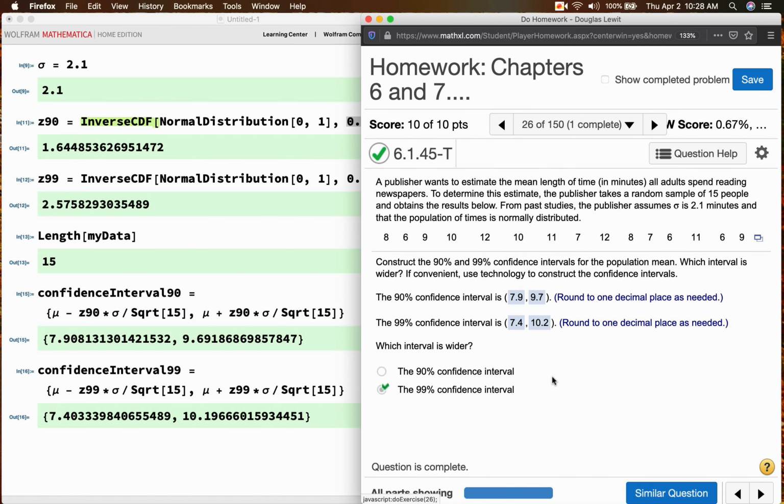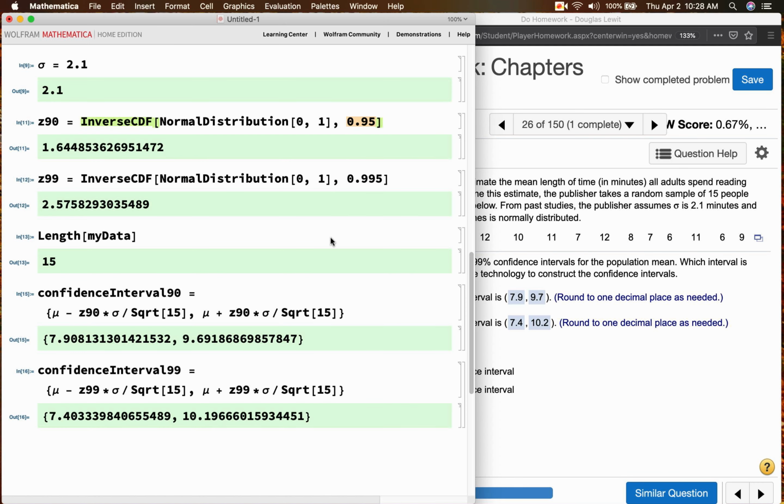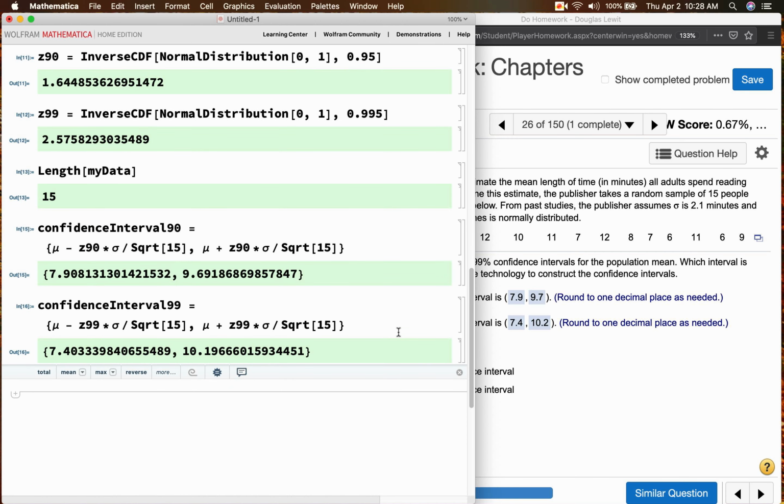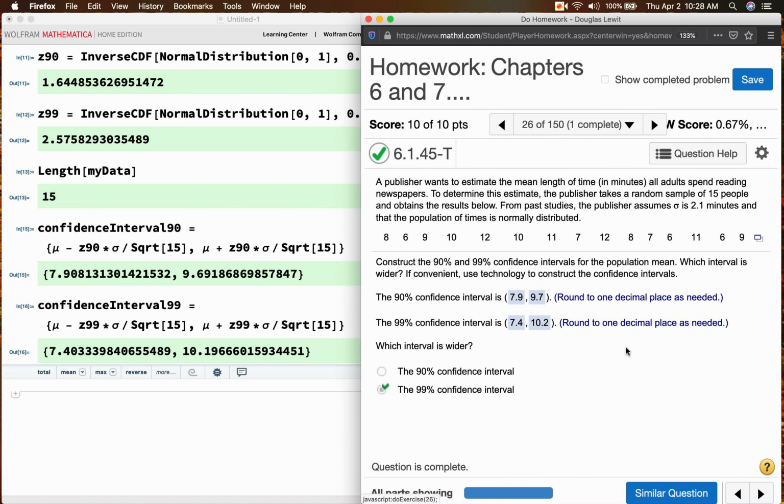If you have a 99% confidence interval, then you have 1% left, which means you have half of 1% on the left and half of 1% on the right. So you're going to have to add that to the 99%. So instead of 0.99, I really have 0.995, which is this number right over here. Maybe that's the most challenging part of the problem. Other than that, you just follow the formulas and you really shouldn't have a problem. This is a very typical Chapter 6 problem.